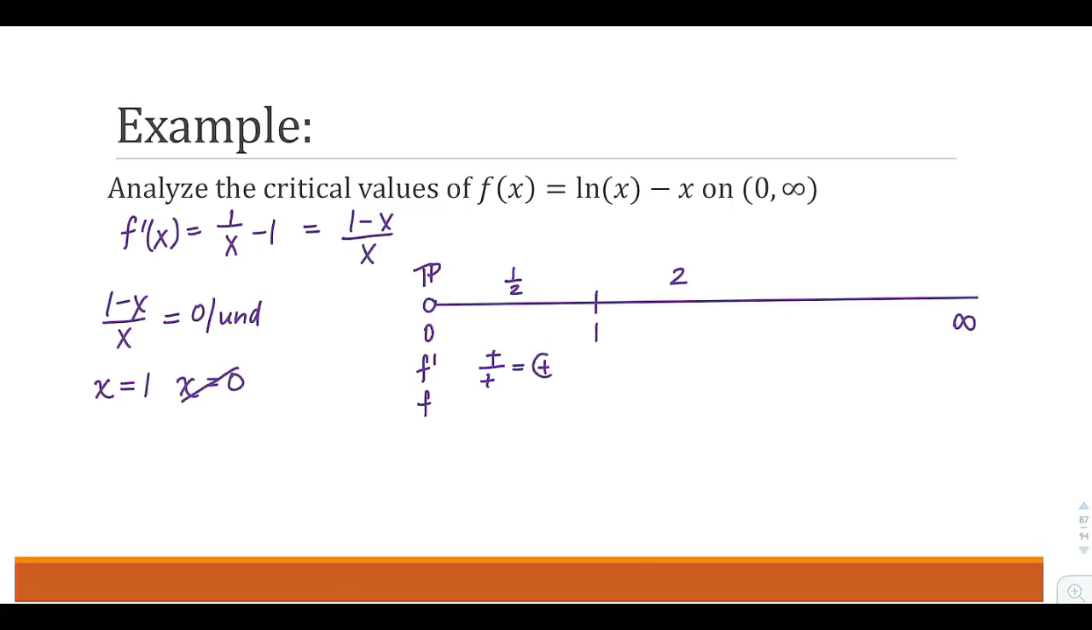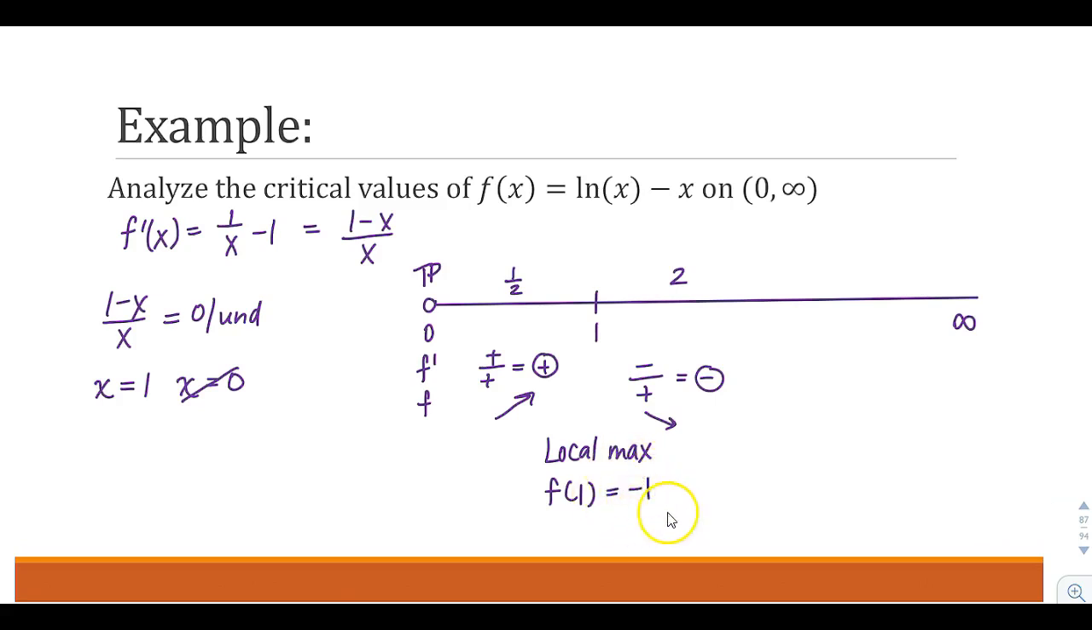So overall I'd have a positive f prime value, meaning f is increasing. And if I substitute in 2, 1 minus 2 is negative 1 over 2. So I have a negative over a positive, overall negative. So I am decreasing on the graph of f when I'm past the x value 1. So I do have a change at my critical value from increasing to decreasing on f. So I have a local max at f of 1 equals negative 1.